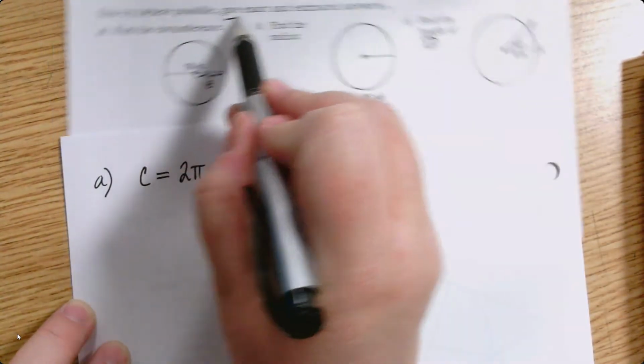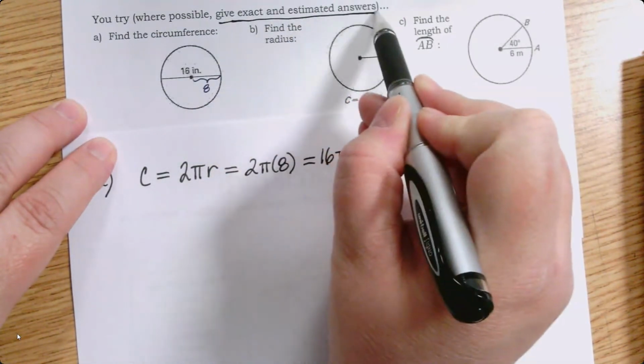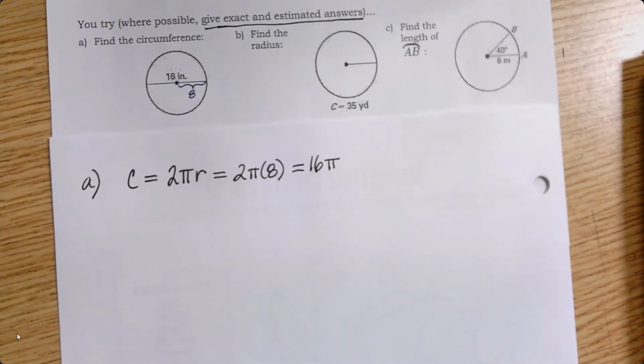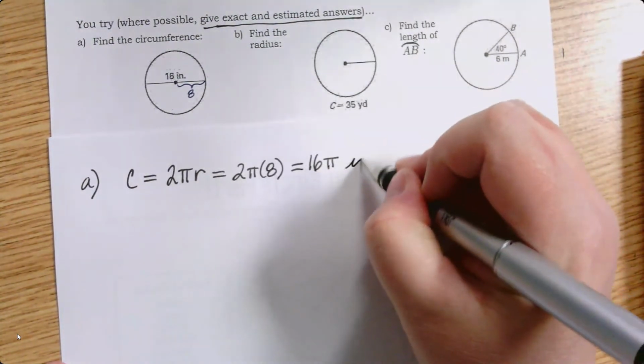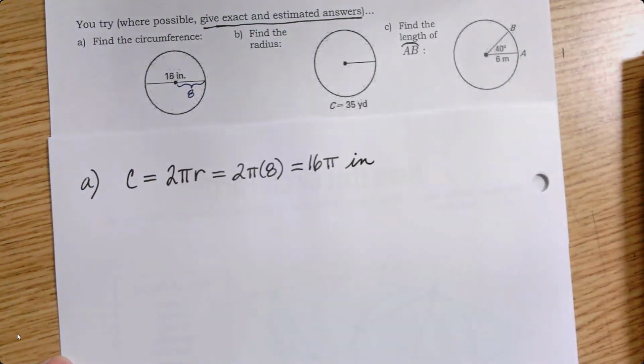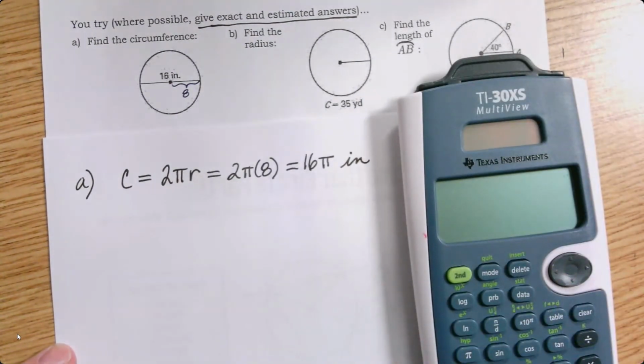Notice it says give exact and estimated answers. Exact form means you have it simplified with pi and you still see the pi symbol. There's still a pi in there. By the way, this is inches. We're just using units of length because circumference is just like length around a circle. Now, if I want to give an estimate, that's when I get a decimal. Decimal answers are estimates, if you have to round technically. But so this is an estimated answer or an approximate answer.